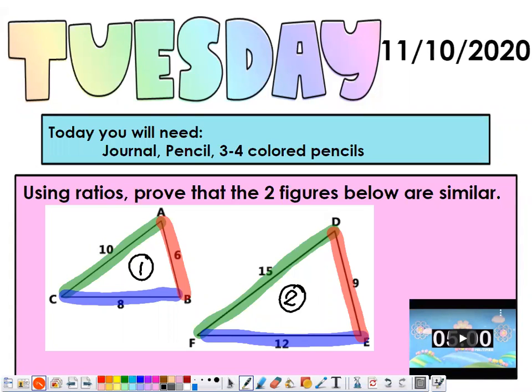And 12 divided by 4 is 3. So are all of our ratios the same? Yes, yes, yes. That means they are similar. Anybody need to write this down?